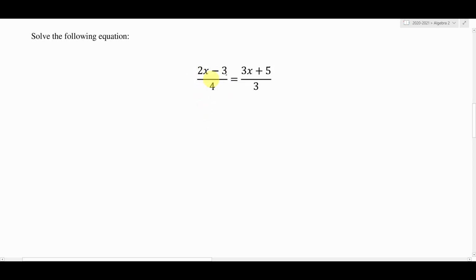They don't go away. All right, so we've got an equation with fractions in it. We're going to clear those fractions using cross multiplication. So I'm going to take these top parts here, these expressions, I'm going to make sure I put those in parentheses like this, and then I'm going to cross multiply. And what that means is I'm going to take 2x minus 3 and I'm going to multiply it by the 3 down here. So we end up with 3 parentheses 2x minus 3 equals, and then we do the other cross multiplication over here, so we're going to do 4 times 3x plus 5.